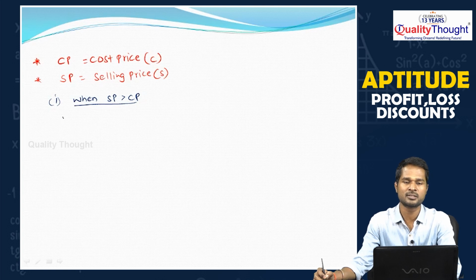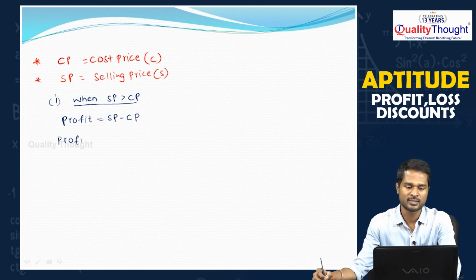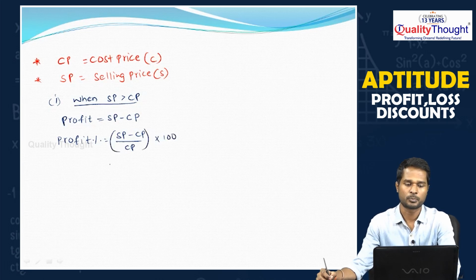For example, I purchased something for 100 rupees and I sold it for 200 rupees. So, my cost price is 100, my selling price is 200. As I am selling it for more, I will get profit. The profit is written as selling price minus cost price, and the profit percentage is (selling price minus cost price) by cost price into 100. This is the first case. So, profit percentage is nothing but profit by cost price into 100.